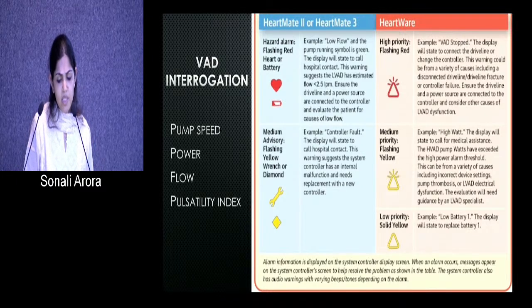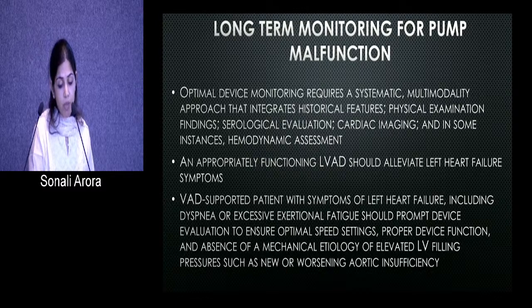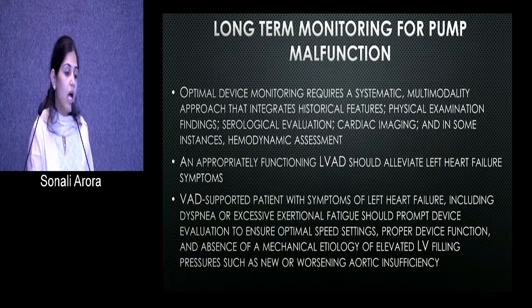And the yellow alarm is a little bit more lenient, you can take some time to contact your team, but of course it definitely needs a follow-up. So long-term monitoring for pump malfunction, optimal device monitoring requires a systematic multimodality approach that integrates historical features, physical exam, serological evaluation, cardiac imaging, and in some instances, hemodynamic assessment. Most of these patients will get a right heart cath every 6 months just to see how their RV is. If the RV is failing, you have to make changes, decrease the speed.